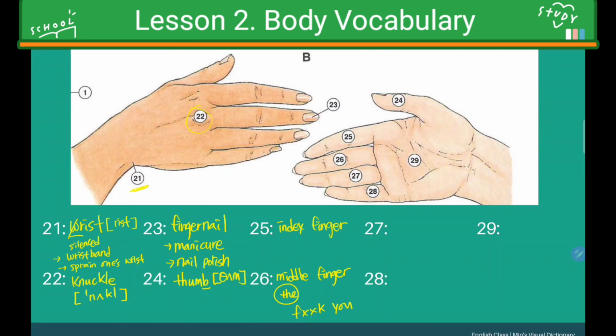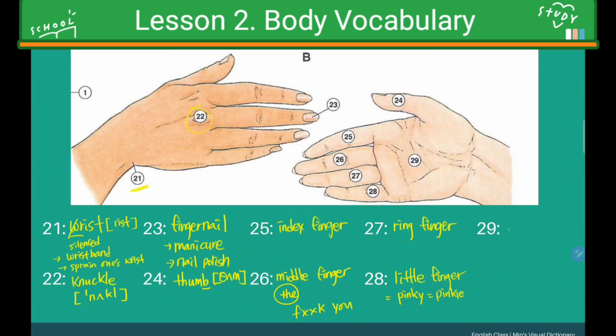Okay. And 27, we put our rings over there. So that's our ring finger. Ring finger. And it's for our wedding rings. And lastly, the smallest finger, we call that little finger. Little finger. Or we call that pinky as well. Pinky. We can also write it as IE.